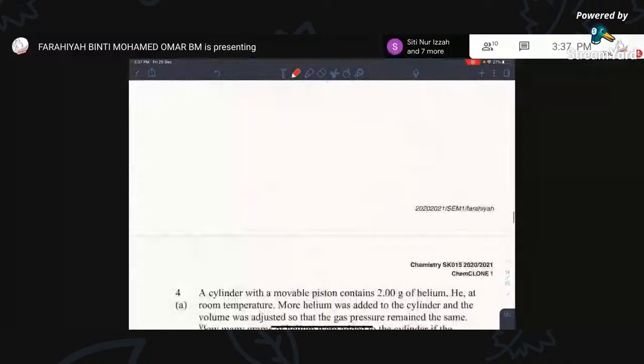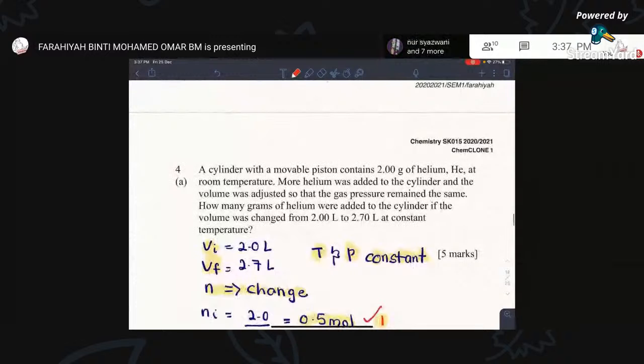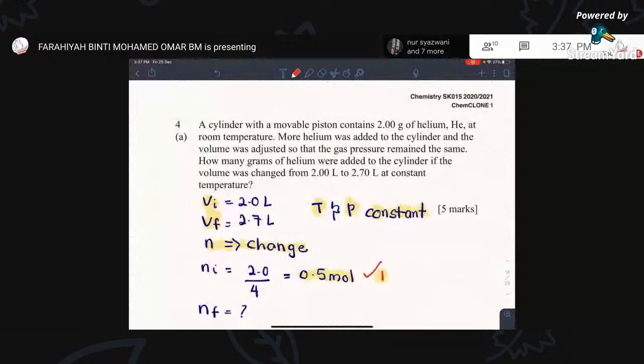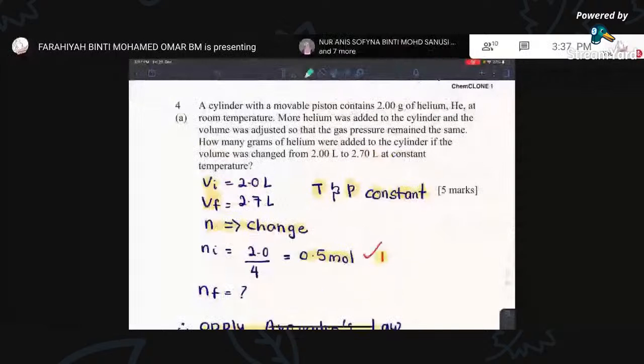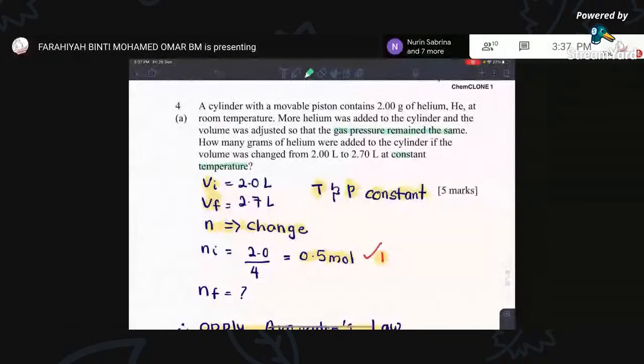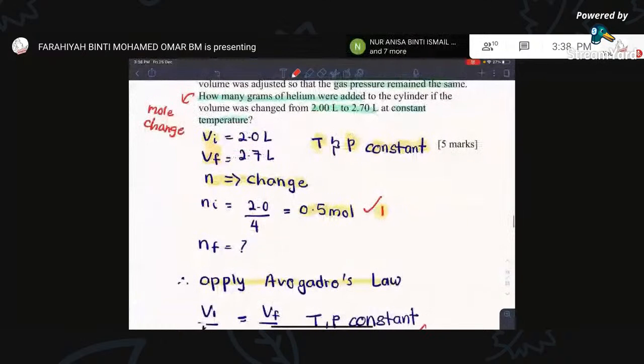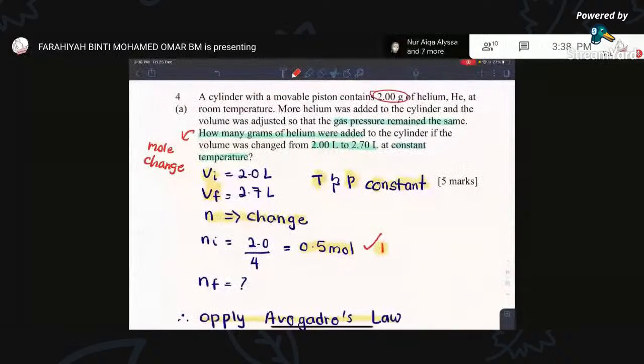Okay, and then next, this is about Avogadro's law. You have to read Avogadro's law carefully. It tells you here that the gas remains the same, and it also tells you at constant temperature. And then it tells you the volume increases. So you have initial and final, and the question asks how many moles were added. So it means that here your mole also changes. So you know it is Avogadro's law. Converting 2 grams to mole gives you 1 mark, and then applying Avogadro's law gives you 1 mark.